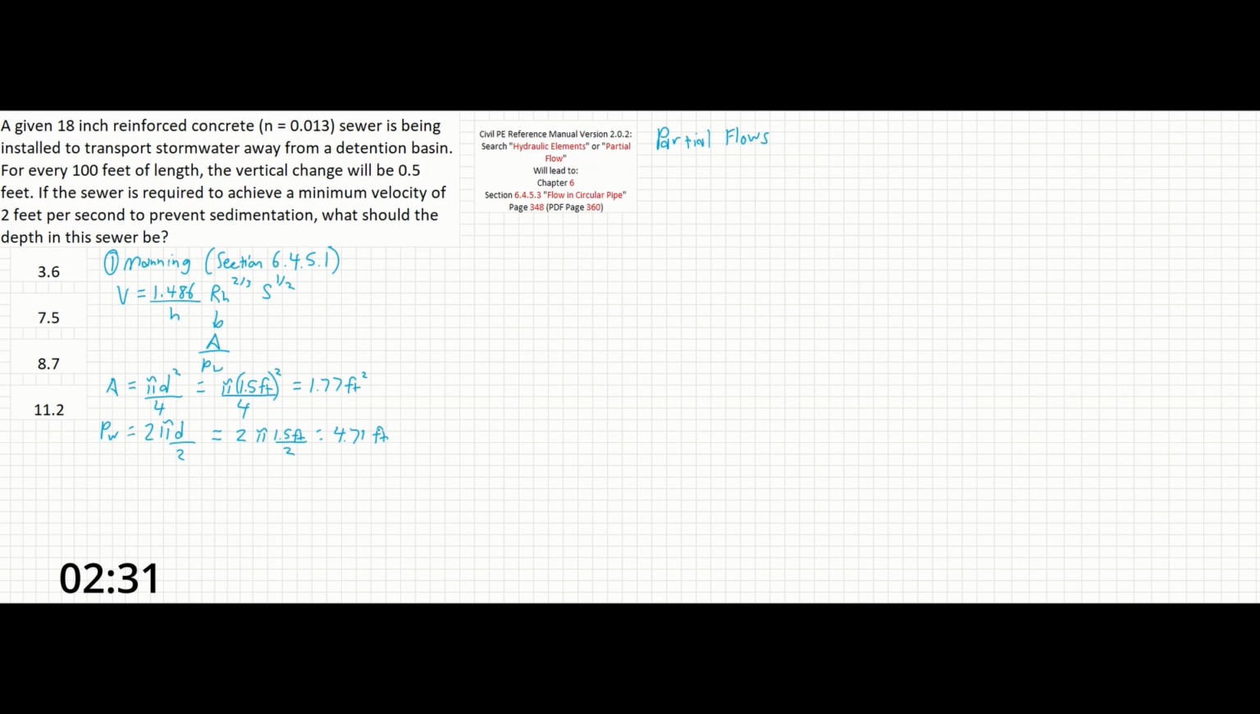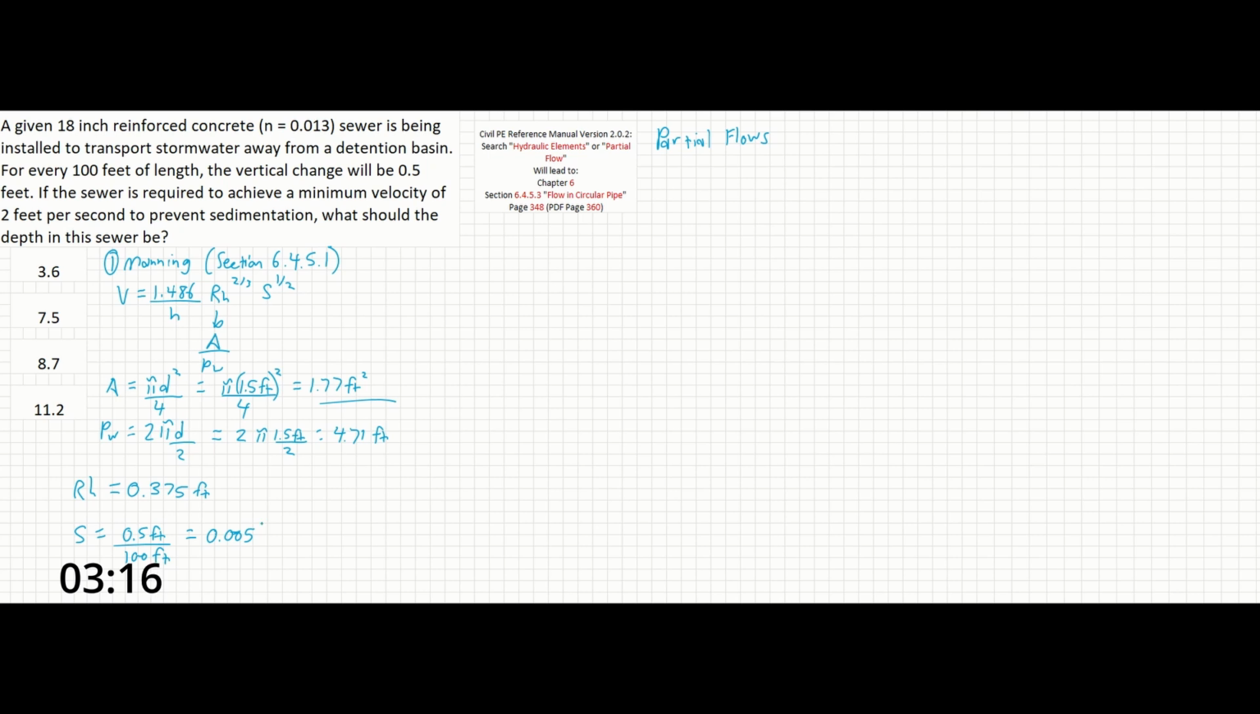Putting 1.77 over 4.71 solves out to about 0.375 feet, which is our hydraulic radius. The slope value, we can see from the problem, says for every 100 feet of length, the vertical change will be 0.5 feet. So following our convention of rise over run, we will do 0.5 vertical feet over 100 feet. And this will give us 0.005. And this will be our slope value.